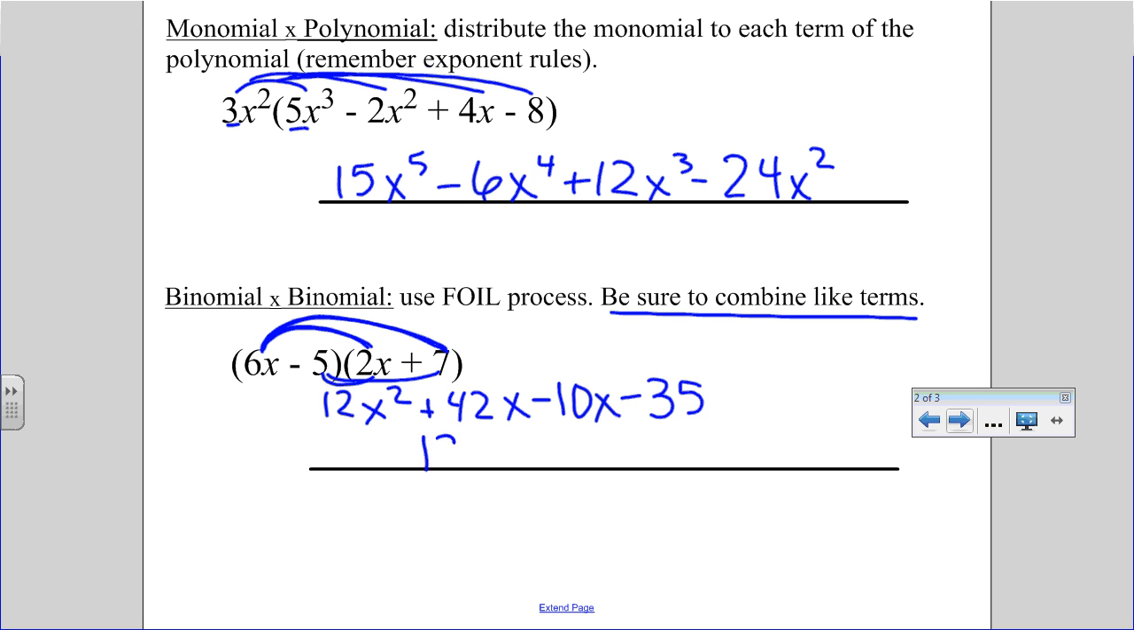Combine your like terms, leave your largest exponent first, so you're writing it in standard form, 12x squared. Your like terms end up here in the middle. We have plus 32x, and then you have a constant at the end, minus 35.